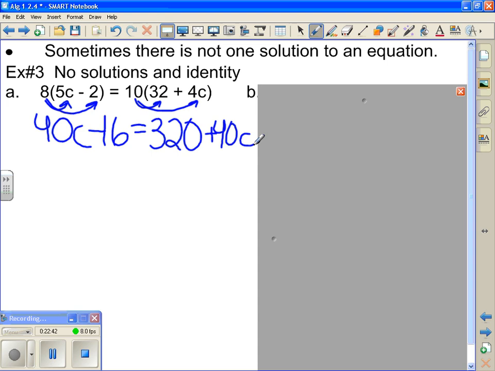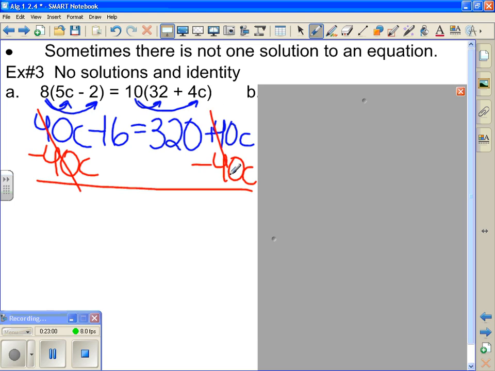So we'll move on to eliminating a smaller variable. If you think they're both the same, they are. And that won't make a difference. We're still going to subtract 40c, because 40 is the smallest, even though they're the same. 40 minus 40 is 0. And you get negative 16 equals 320.